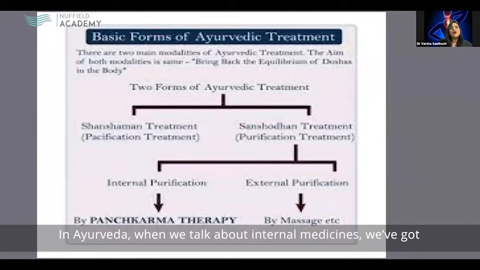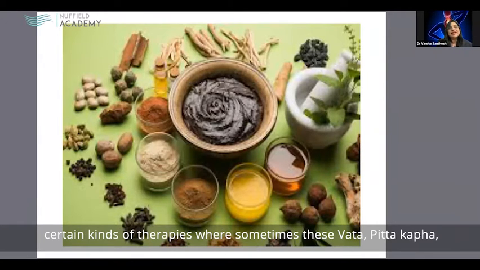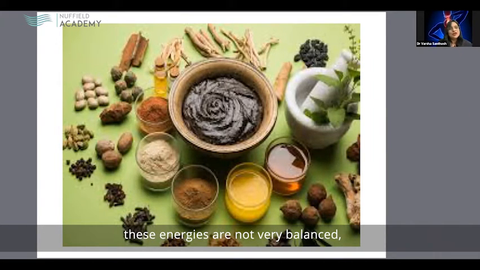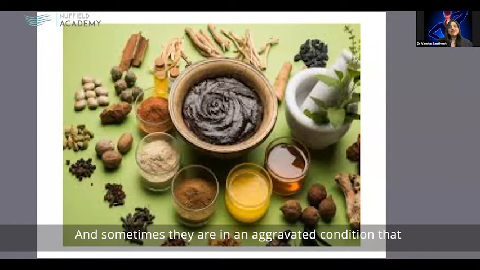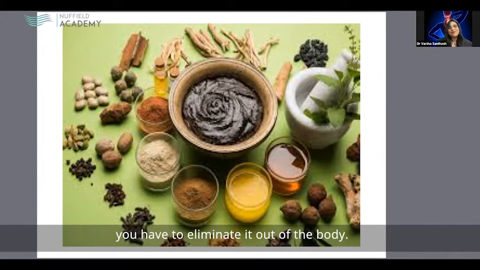In Ayurveda, when we talk about internal medicines, we've got certain kinds of therapies where sometimes these Vata, Pitta, Kapha energies are not very much in imbalance. They are just increased a little bit here and there. So with a little bit of medicines you give, you can pacify them in the body itself. And sometimes they are in such an aggravated condition that you have to eliminate them out of the body. So this elimination therapy is what everybody talks about in Ayurveda, called panchakarma.